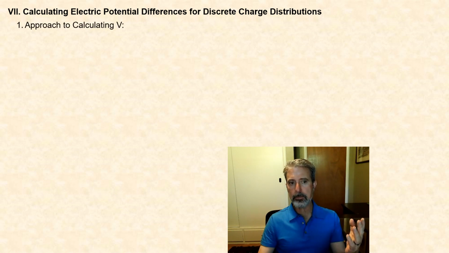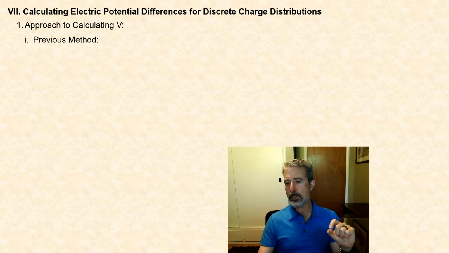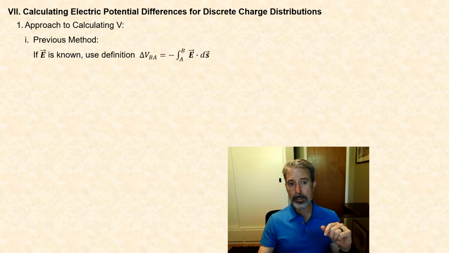been using so far. The previous method, what we've been doing up to this point, required us to know the form of the electric field. And if we knew the form of the electric field, then we can use the definition of electric potential difference, given we knew the form of the field, and we could then evaluate it.